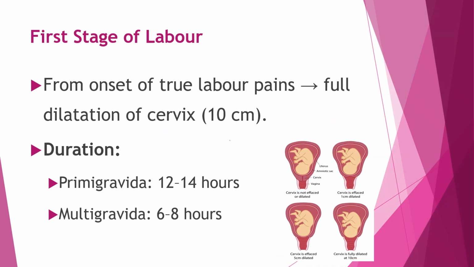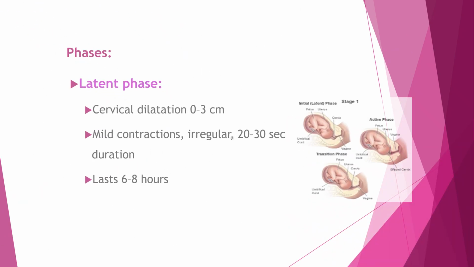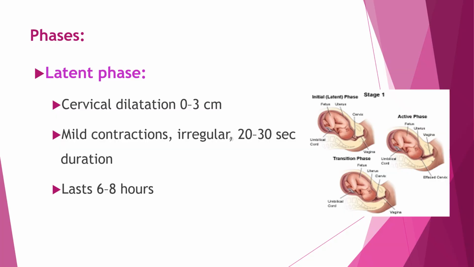Let us now talk about the first stage of labor, also called the dilatation stage. The first stage of labor begins with the onset of true labor pains and continues until the cervix is fully dilated to 10 centimeters. It is the longest stage of labor, as it prepares the birth canal for the baby's passage. In women who are giving birth for the first time, called prima gravida, this stage usually lasts about 12 to 14 hours. In women who have given birth before, called multigravida, it is shorter and generally lasts 6 to 8 hours. The first stage of labor is divided into 3 phases.